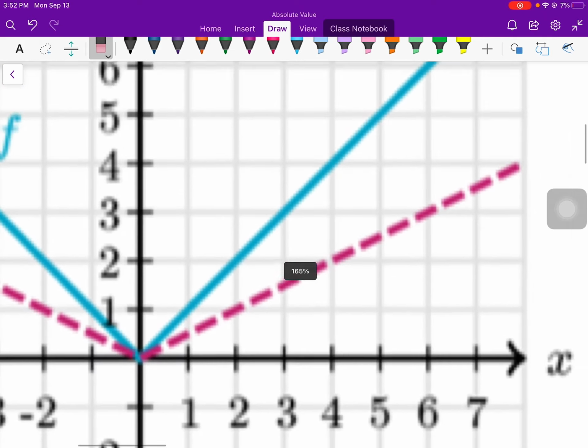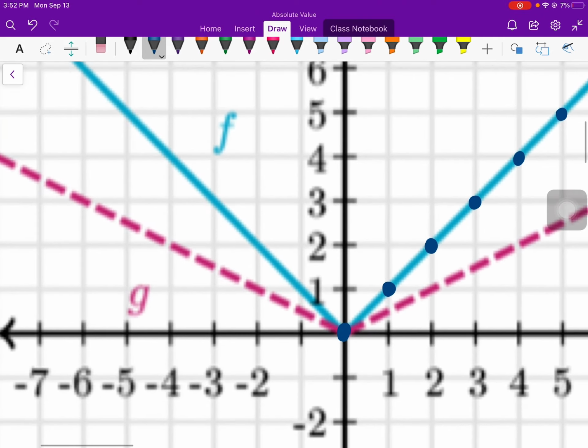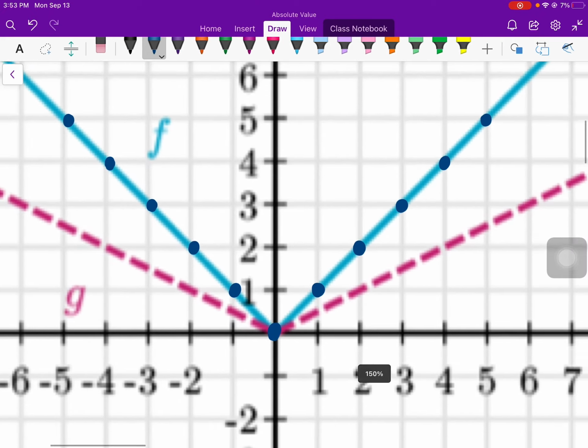Starting off with the blue one, I do want to go ahead and point out my points here or highlight them a bit. The slope for this one is 1 over 1. So if I go 1 up, 1 to the right, I will be finding points there. And I'll repeat it on the left-hand side. So it's 1 up and 1 to the left, 1 up, 1 to the left, and so on. So we have that there.